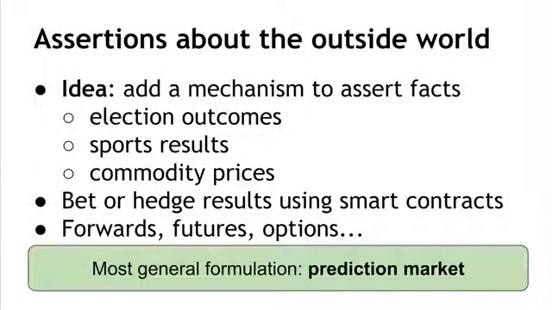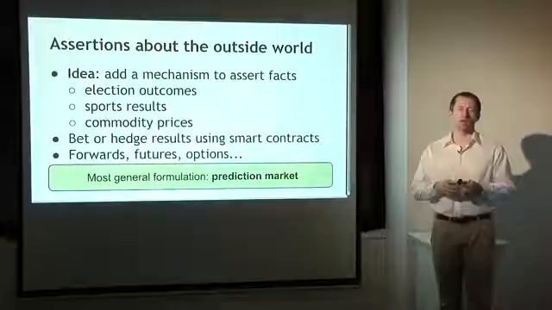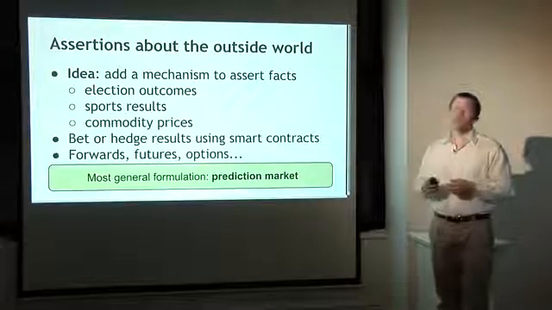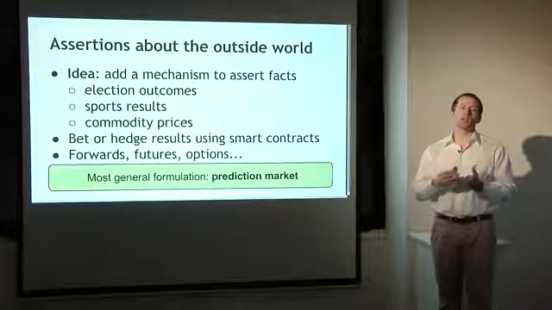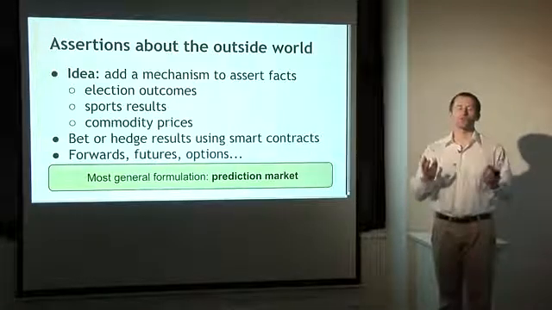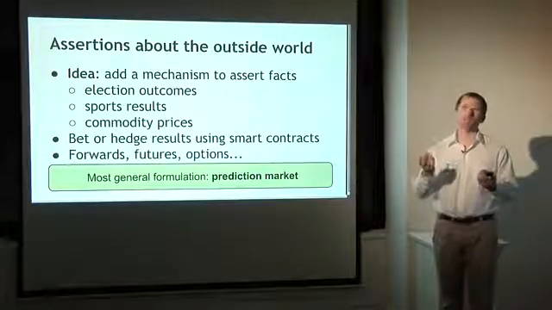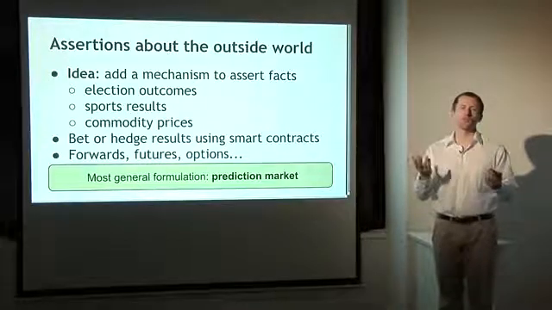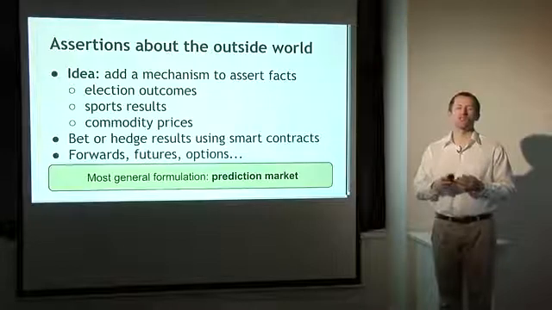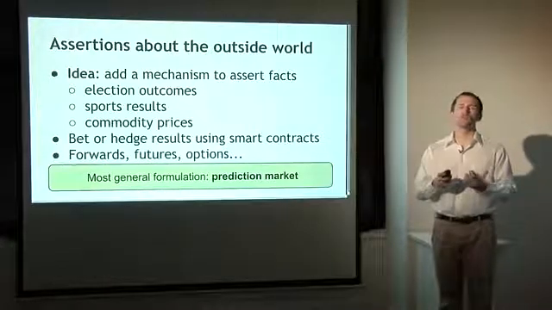So the idea is we'd like to add a mechanism to assert facts about the real world into Bitcoin. And those facts might be who won an election, who won a sports match, what the price of some commodity is on a certain day, any kind of real-world data that is of importance to a lot of people. So if we had those kind of facts available in Bitcoin, say there was some script call that you could make that would just say what the current price of copper is on some common exchange, you could start doing all sorts of cool things with smart contracts.